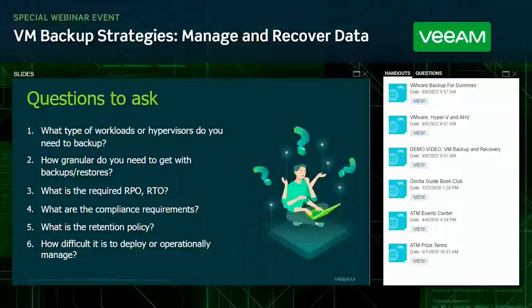How granular do you need to get with your backups and restores? Do I need to just back up an image of a machine and be able to restore that image in 4 hours, 8 hours? Or do I need to just be able to go in there and grab maybe one single PDF file relatively quickly? So good questions to just mull over.